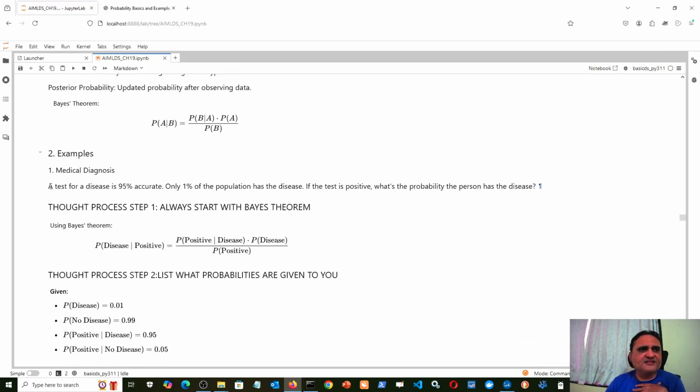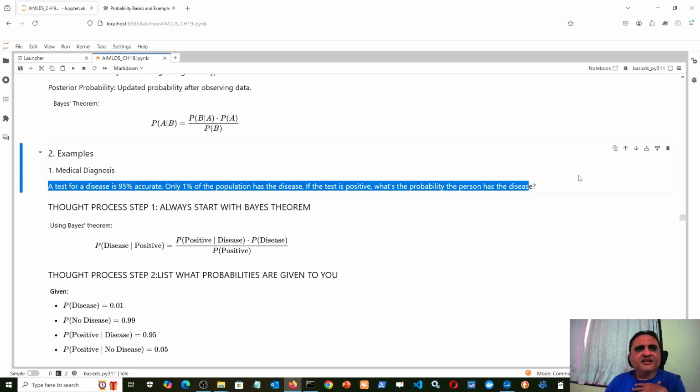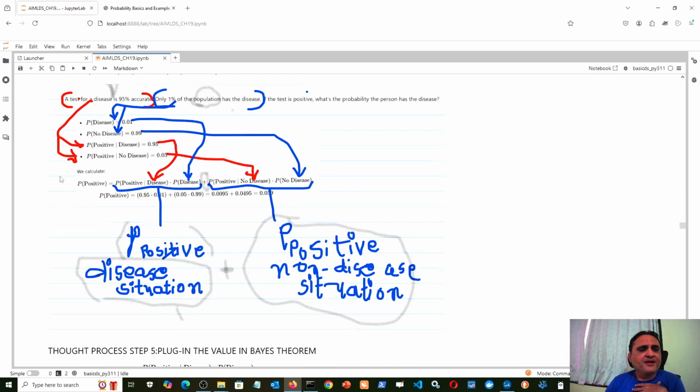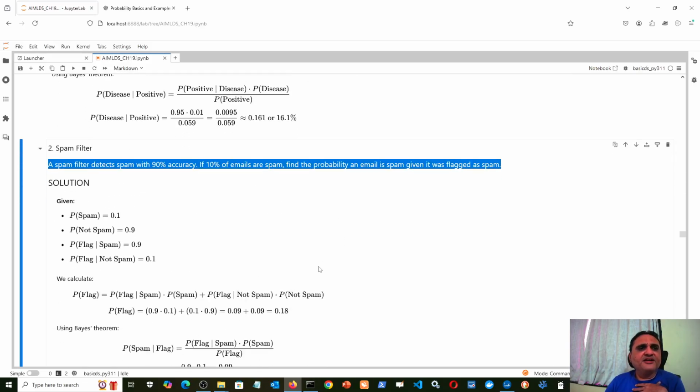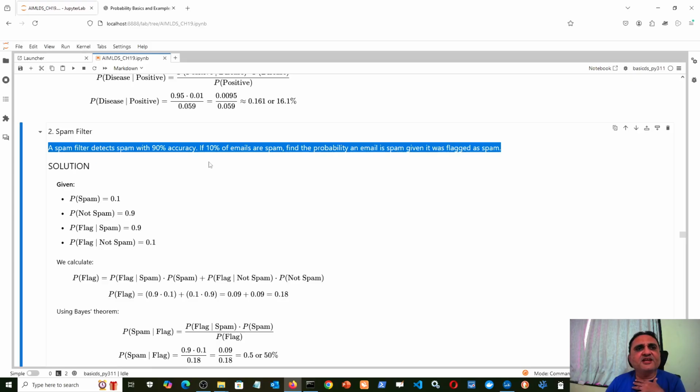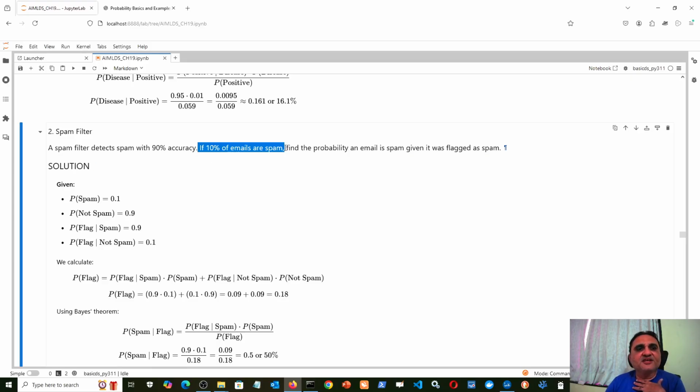We already discussed the previous example, that is the medical diagnosis case. Now we want to discuss the next case, and that is this: a spam filter will detect spam with 90% accuracy. If 10% of the emails are spam, then find the probability that an email is spam given that it was flagged as spam. I have copied this sentence because I want to show you the thought process we followed step by step in the previous one.